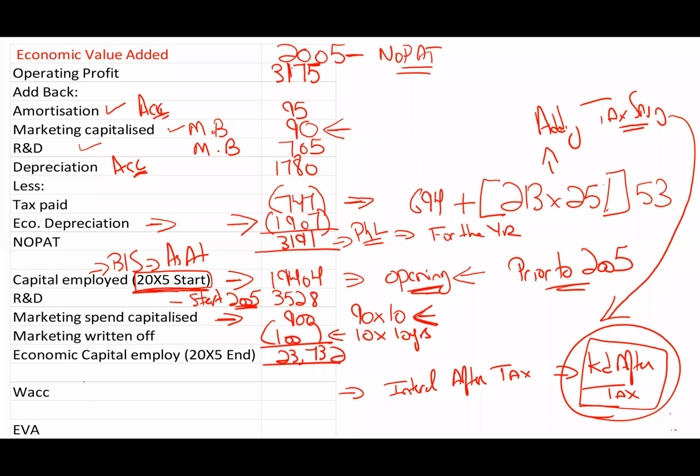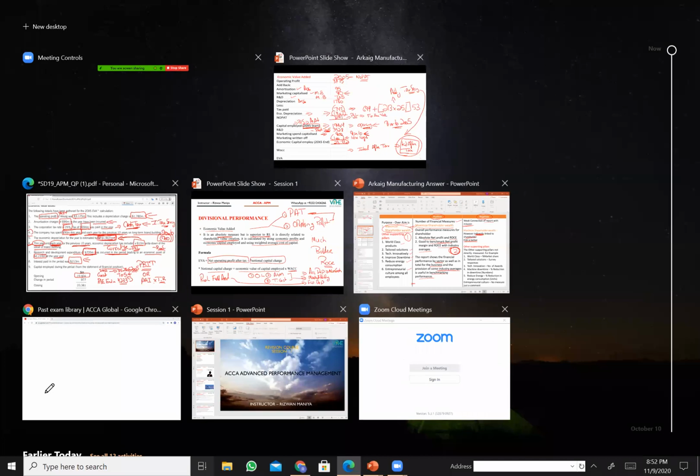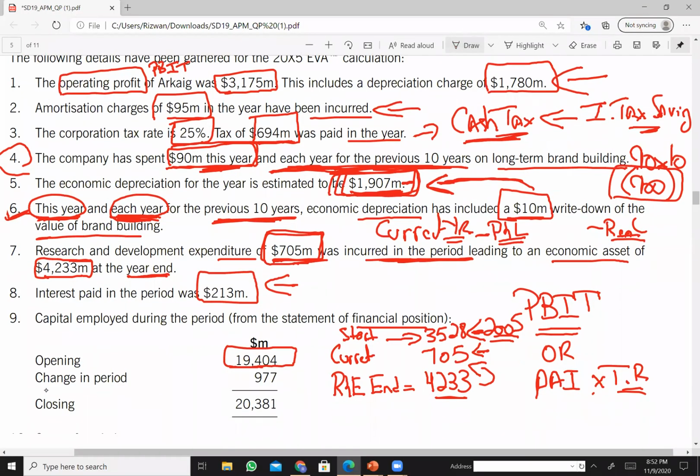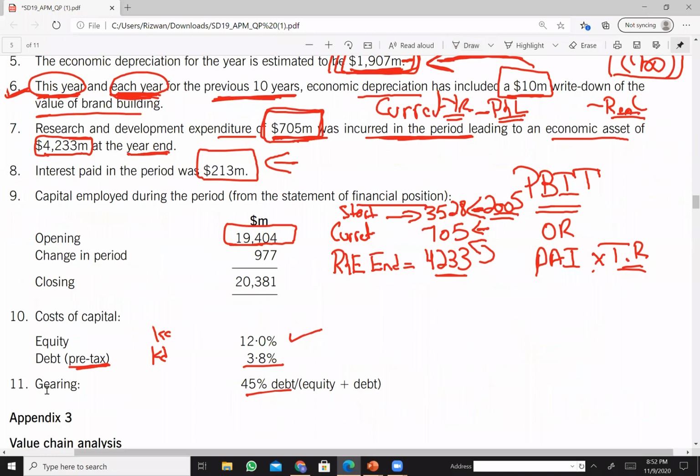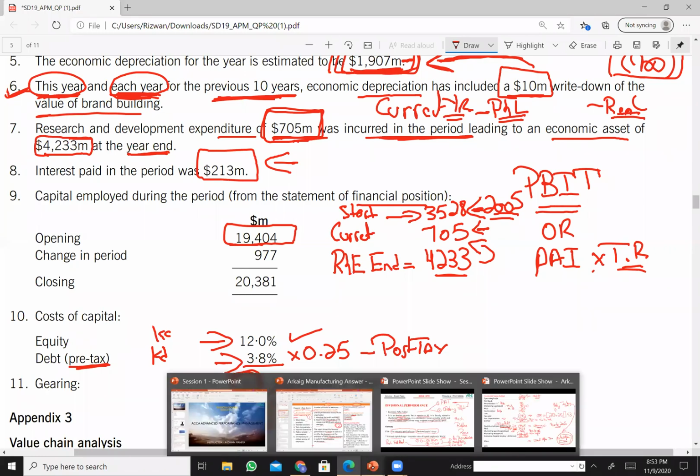Now just hold down your questions if you have any for the Q&A and ask me there. Let's work out WACC. It's very simple. The information is clear because I am very close to the calculation of WACC here. So we have a KE of 12% and KD pre-tax of 3.8. So we'll multiply this with 0.25 to make this post-tax, because it's pre-tax. We need to take post-tax. Debt is 45%. So equity will be 55% here. Okay. Equity will be 55%. So let's do the workings.